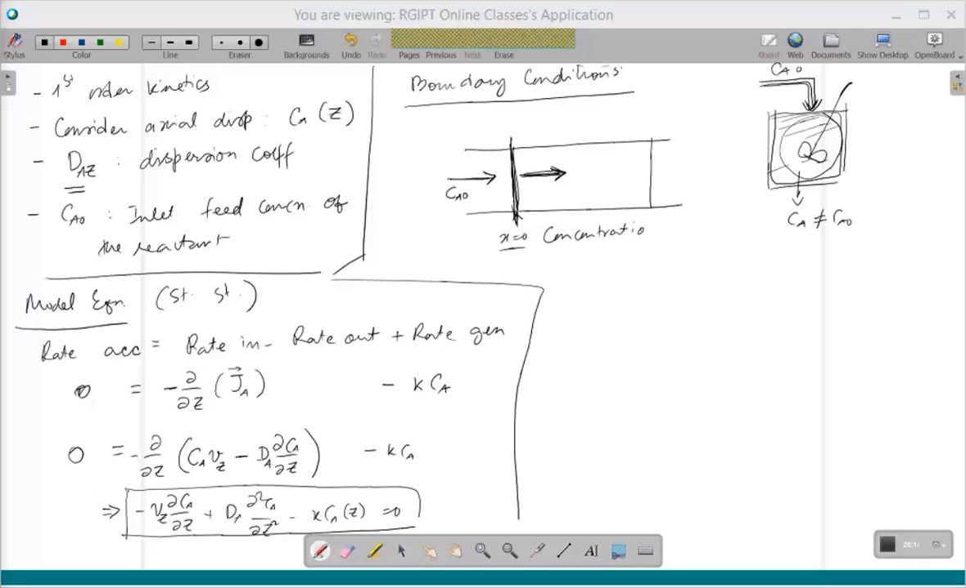So Ca at x equal to 0 plus is not equal to Ca at x equal to 0 minus, which is actually Ca0. Right next to this point, Ca is not equal to Ca0. There is an immediate, infinitely fast sucking in due to diffusion. So the instant sucking in leads to discontinuity in concentration at this point.